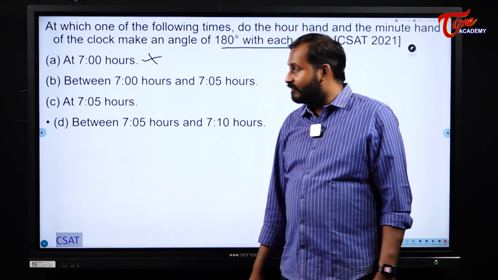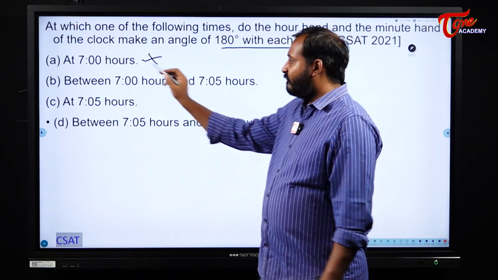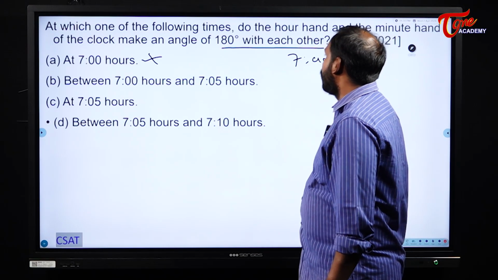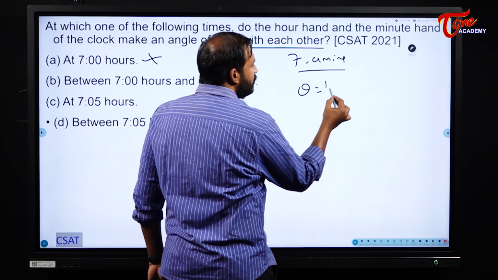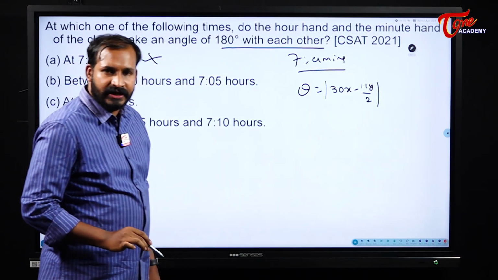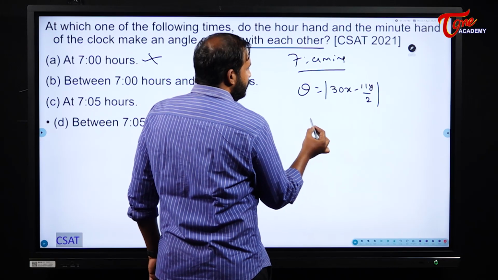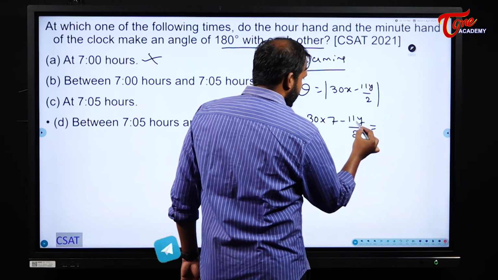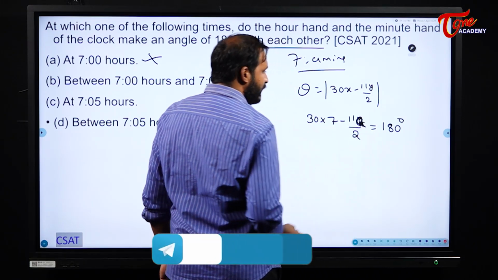Between 7 hours and 7:05, at 7:05, between 7:05 and 7:10, we will check. The first option is not at all correct. We will assume that at 7 o'clock and A minutes, the two hands of the clock will be 180 degrees with each other. That is nothing but theta. What is the formula for theta? Modulus of 30x minus 11y by 2. As I already told you, whether you take plus 180 or minus 180, it doesn't matter in the case of 180. So directly I will take 30 into 7 minus 11a by 2 is equal to 180 degrees.